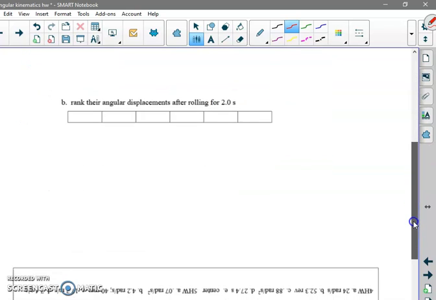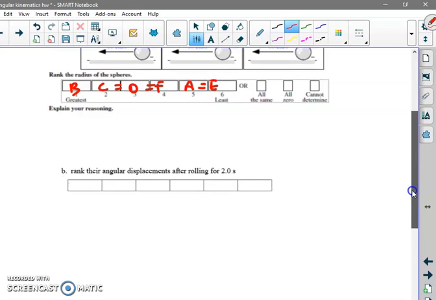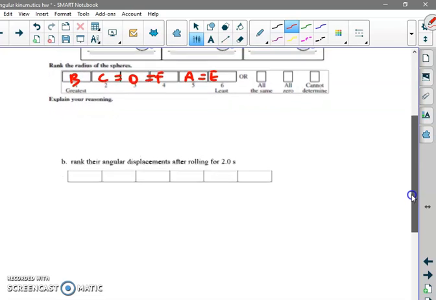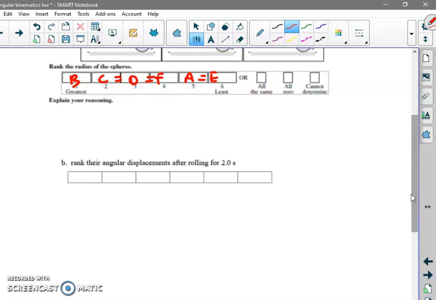Okay, moving on. Rank their angular displacements after rolling for 2 seconds. So how are you supposed to do that? Well, angular displacement is theta, and since omega is constant, theta is just going to be omega t. So in this case, the one with the greatest omega is going to give us the greatest angular displacement. So that's E, F, D, A equals B equals C.